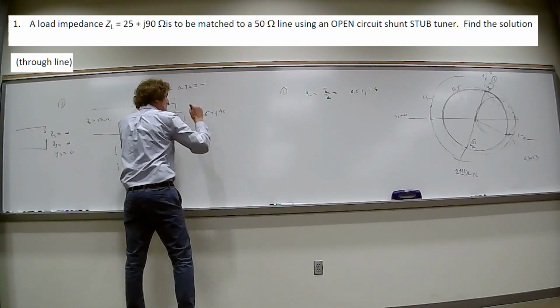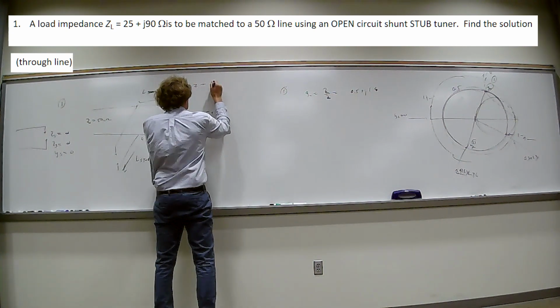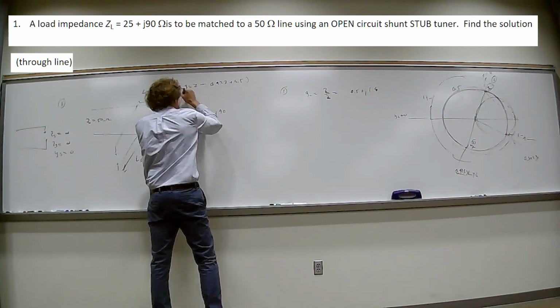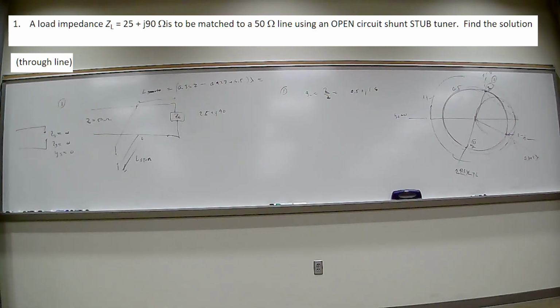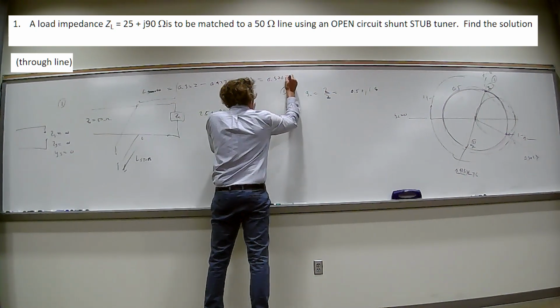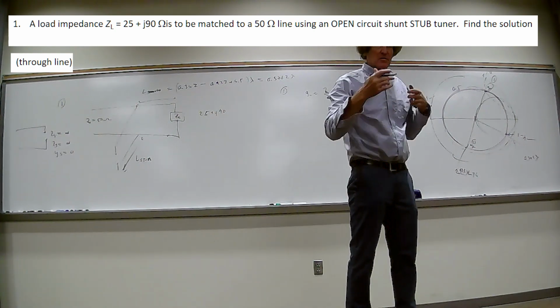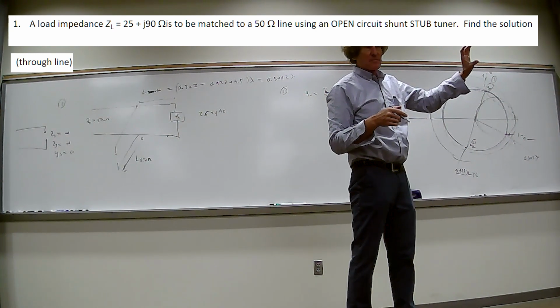0.302, and I'm subtracting from that 0.423, approximately. Right? And then I have to add 0.5 lambda. So when all that's done, it's 0.3782 about. Everybody with me so far? And again, I'm just going to locate how far away from the actual load you have to be before you include the stub.